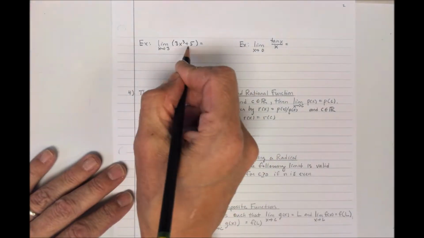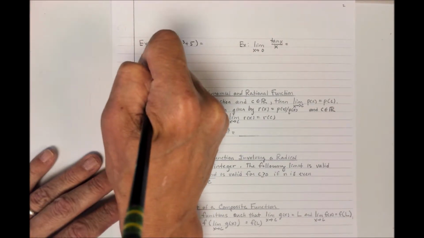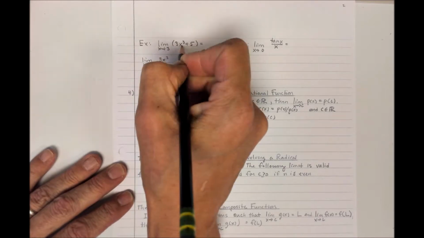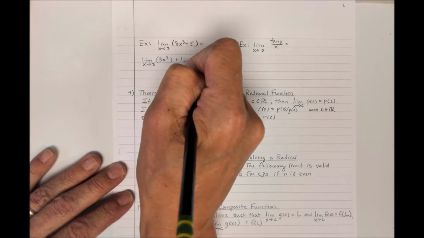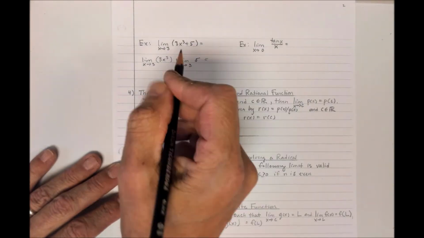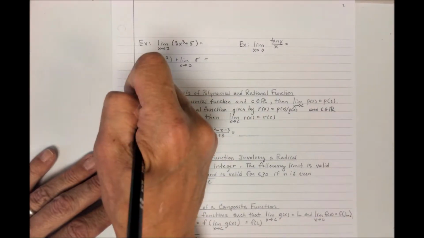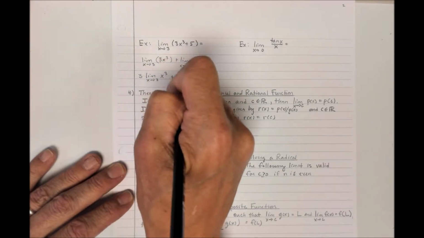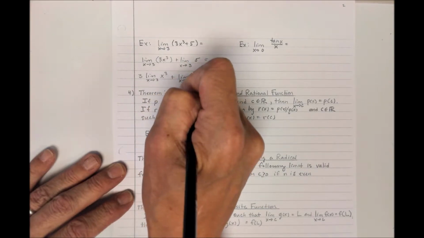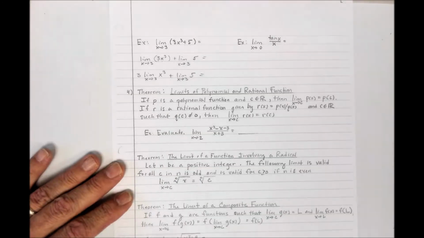Okay, this first one here, notice I have a sum, so this is equal to the limit as x approaches 3 of the first term, plus the limit as x approaches 3 of the second part. Now, here's where it gets fun. Notice the 3, I can pop the 3 out in front, so this is 3 times the limit as x approaches 3 of x to the third, plus the limit as x approaches 3 of 5. And you'll notice now that I can go back to my basic function properties, the second one and the third one here, actually the first one.